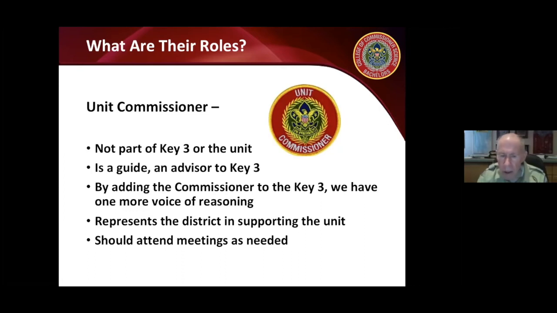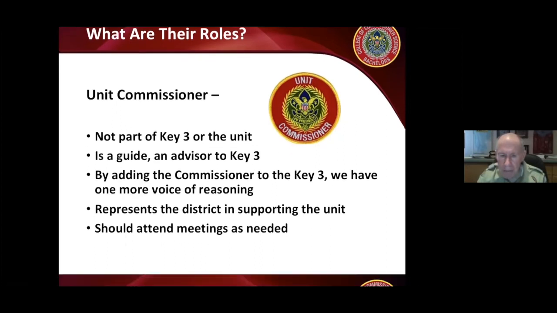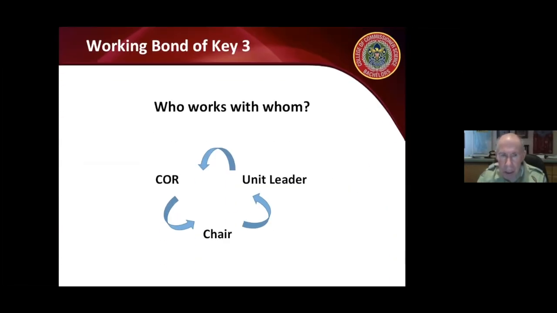To know what's going on, the commission needs to attend meetings periodically. In the beginning, they may need to visit on a very frequent basis to get acquainted and to build a working relationship with that unit and its leaders and its parents. So, working relationship here, the COR, the unit leader, and the chair working together are the key players for that unit.